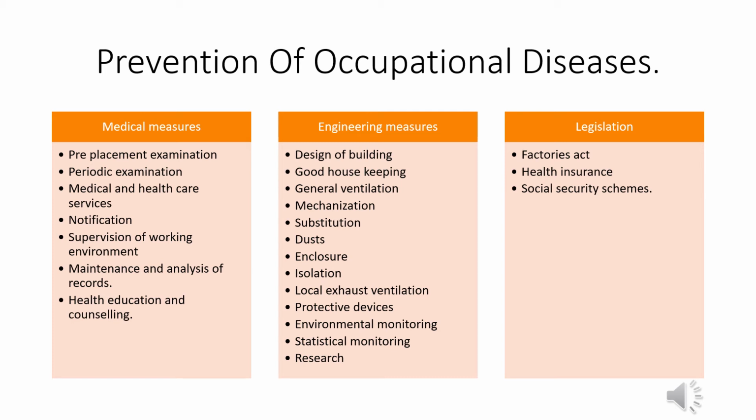The legislation part involves making laws that ensure that the health of the workers in all occupations is looked after, and people higher up are made responsible for maintenance and looking after the health of health workers. There is health insurance for people who are working in certain occupations, and there are social security schemes which enable insurance and provision of certain services to the workers in certain occupations.